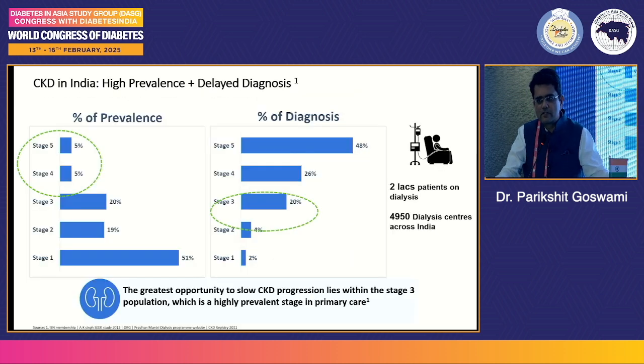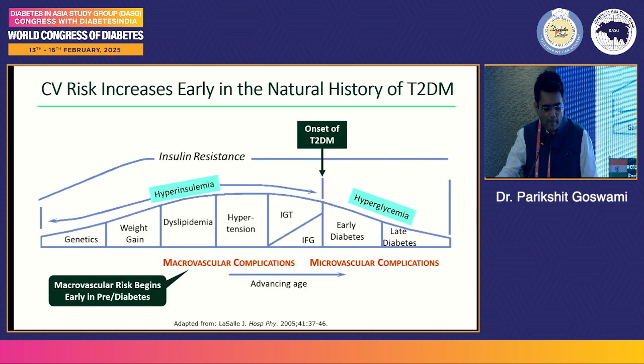There is a huge prevalence of chronic kidney disease in our setup. 2 lakh patients are on dialysis, and there are 4,950 dialysis centers across India. So a large number of patients can be prevented. But how? If you prevent the vascular complication, that is the microvascular complication, not the weight and not the glycemic burden. As we all know, the cardiovascular risk increases early in the natural history of type 2 diabetes.